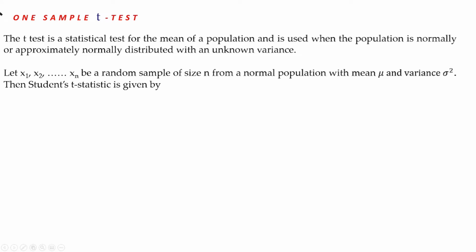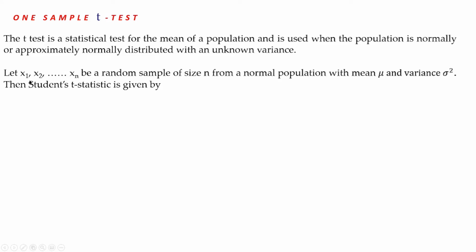Now first we will see what is one sample t-test. The t-test is a statistical test for the mean of a population and it is used when the population is normally or approximately normally distributed with an unknown variance. So the t-test is used to test the statistical significance of the mean of a population when the variance of the population is not known.